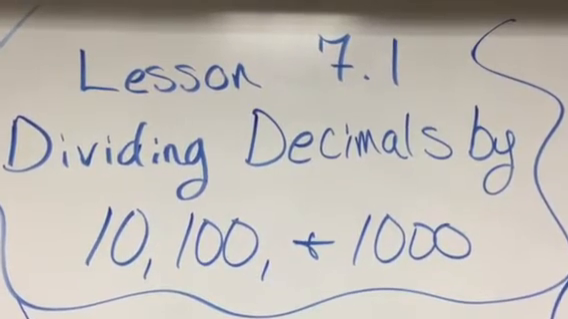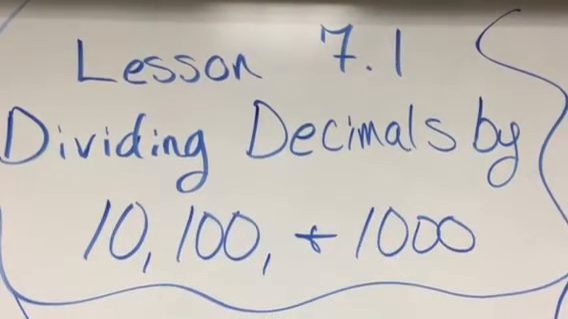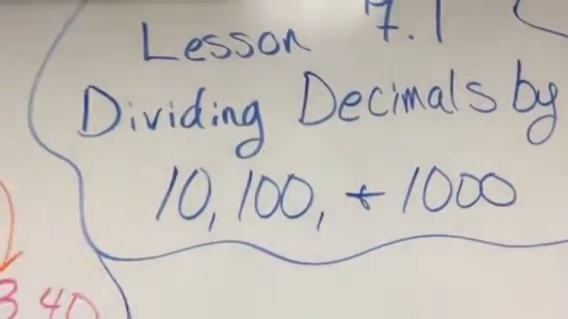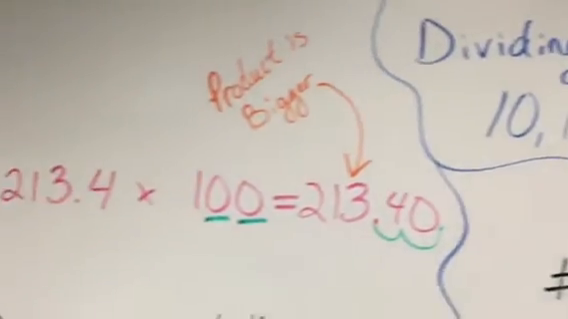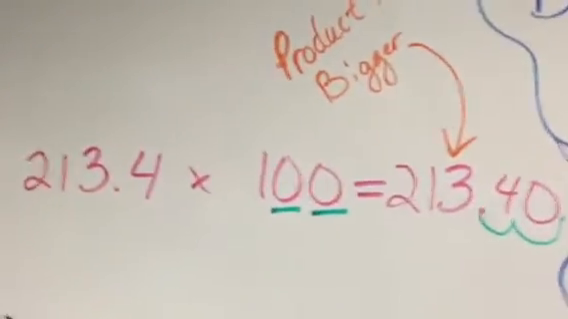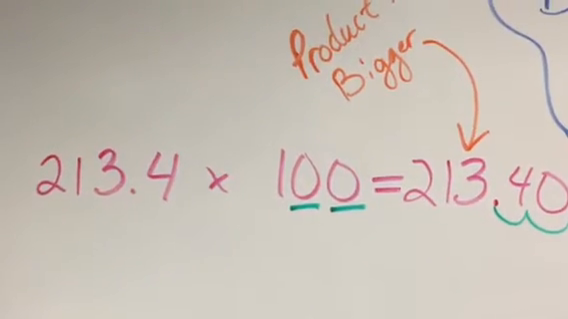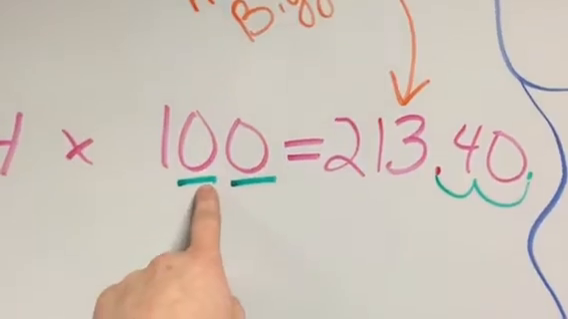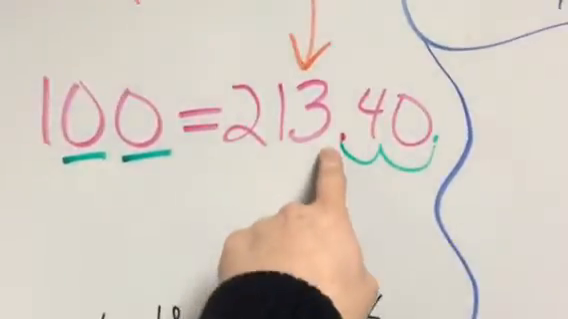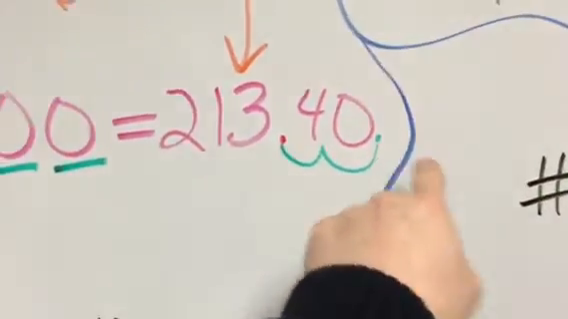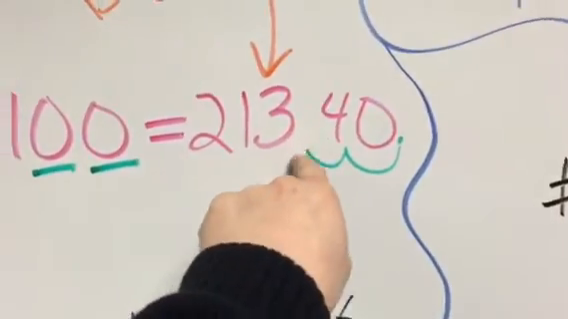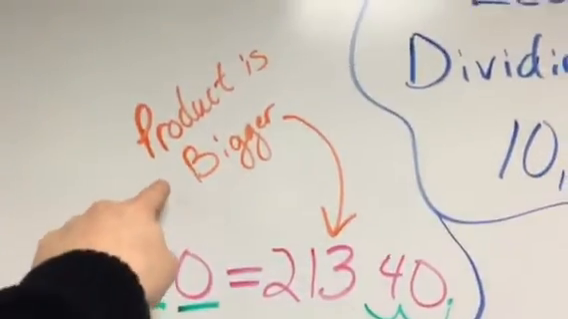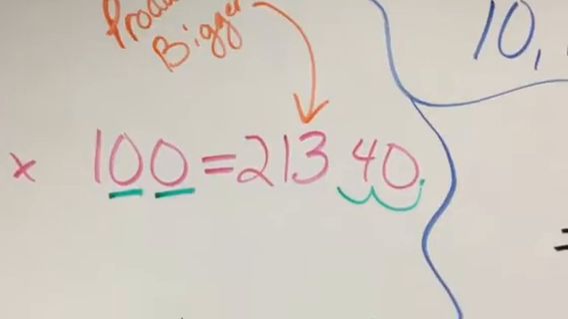Less than 7.1, dividing decimals by 10, 100, and 1,000. Now this is really similar to what we've done before, so let's look at this. When I have 213.4 times 100, all I need to do is look at there are 2 zeros here, so I move the decimal to the right 2 spaces, and I get rid of this one. So if you look at it, my product now is bigger because I multiplied by 100.